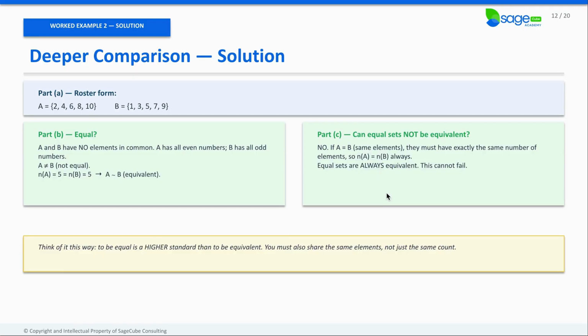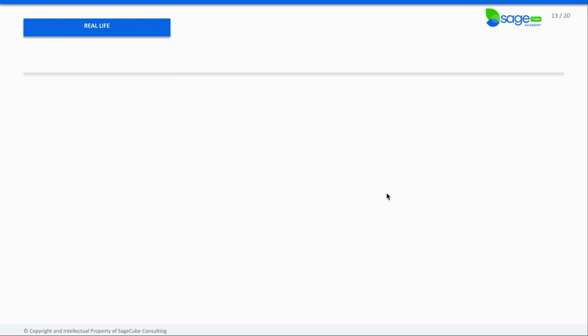Remember that, right? Always equivalent. So think of it this way. To be equal is a higher standard than to be equivalent. So you must also share the same elements, not just the same count. First, they have the same elements. Then they have the same count. So they are equal and they are equivalent. So remember, equal sets are always equivalent.